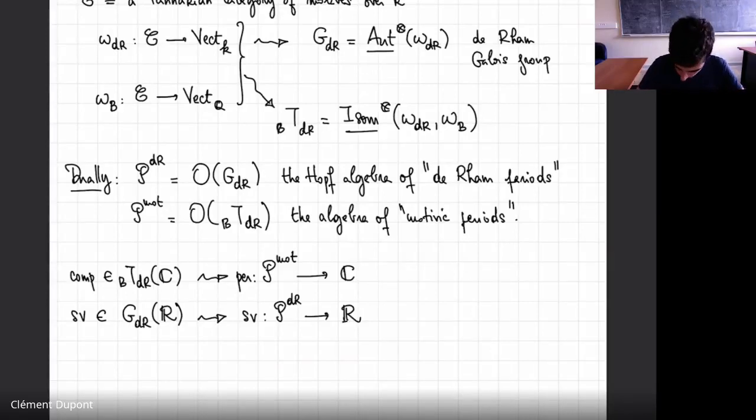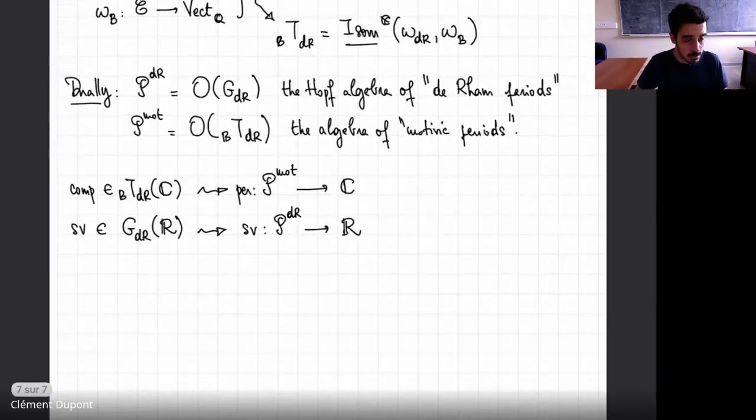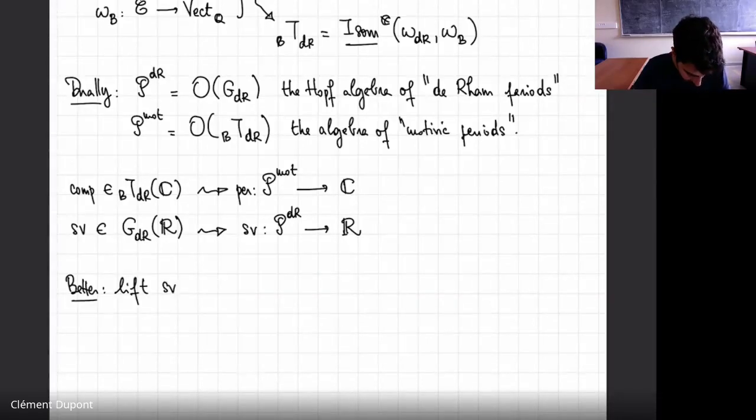Okay. And so you want to call this the single value period morphism or something. And already something quite funny happens. So maybe something that's better, something that you can do that's better, is to lift SV to a point value in motivic periods.